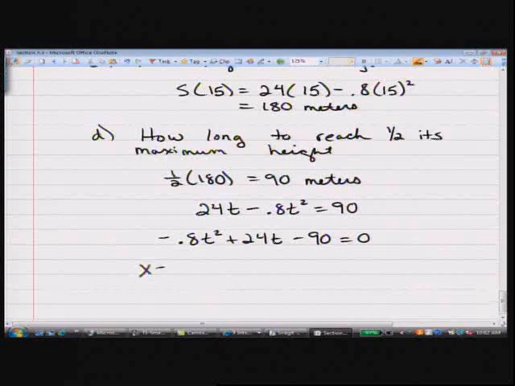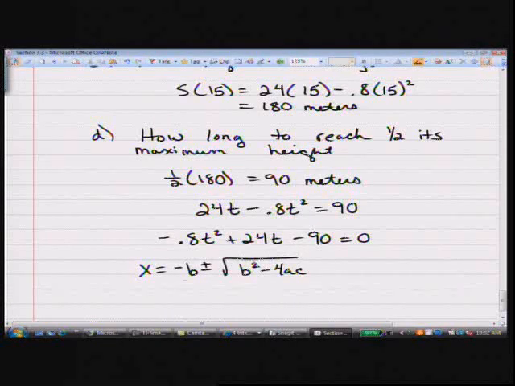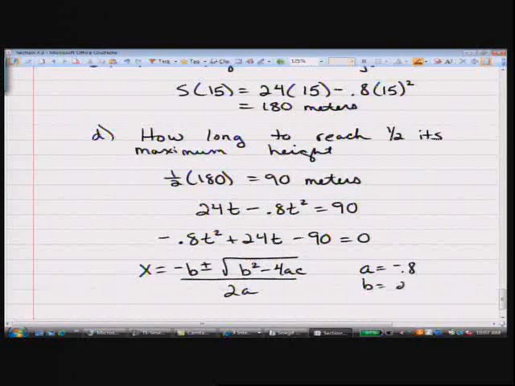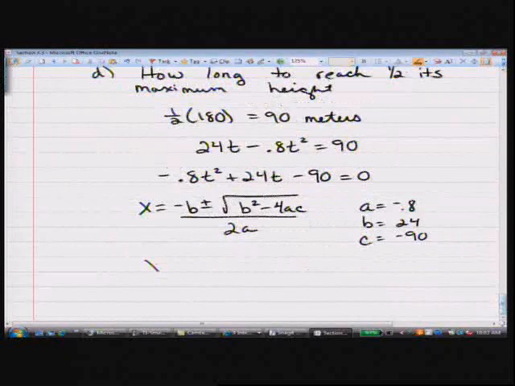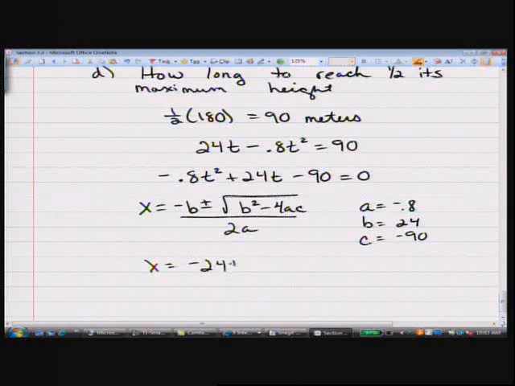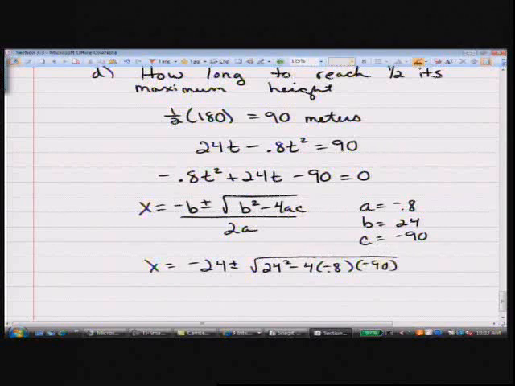I was looking for a quadratic formula. So do we remember it? X equals negative b plus or minus the square root of b squared minus 4ac, all over 2a. Okay, we got it. All right, and so our A is negative 0.8, our B is 24, our C is negative 90. And so we get negative 24 plus or minus the square root of 24 squared minus 4 times negative 0.8 times negative 90, all over 2 times negative 0.8.